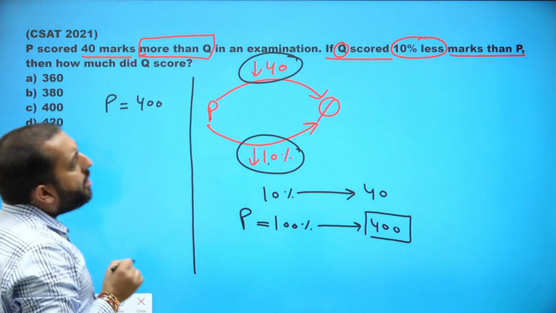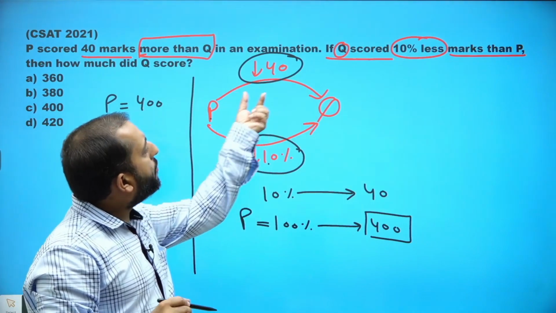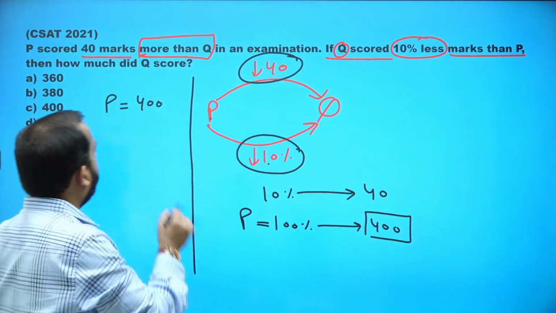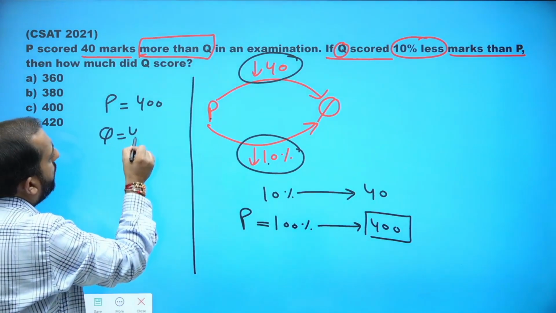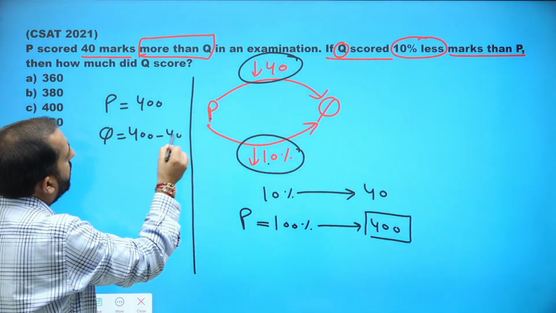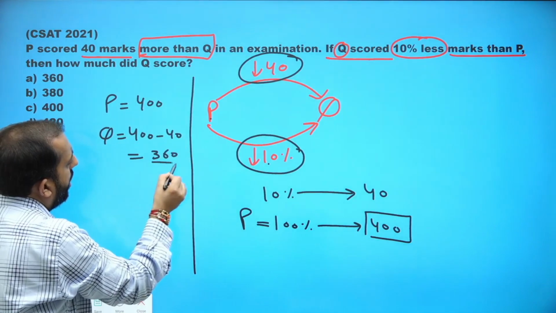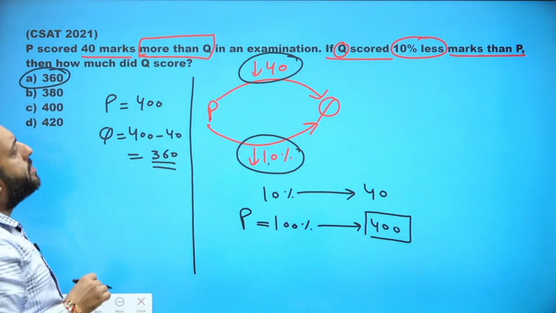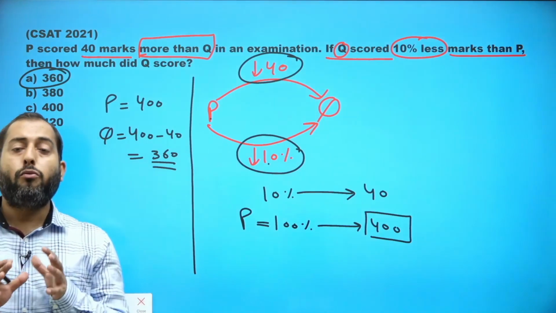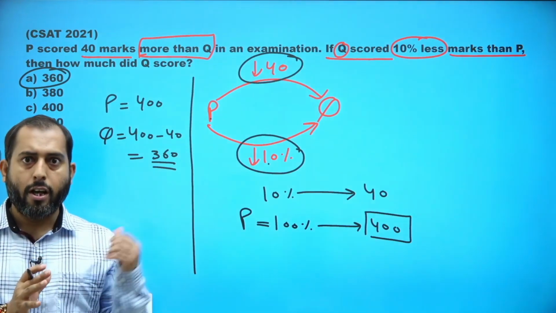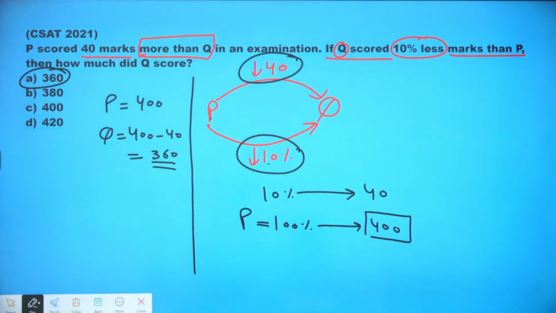I know marks of Q is 40 less than P. So marks of Q should be 400 minus 40, which is 360. Answer is option A. This is the second technique for solving this question. Kindly make a note of it.